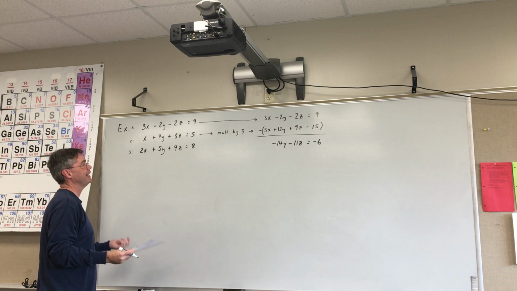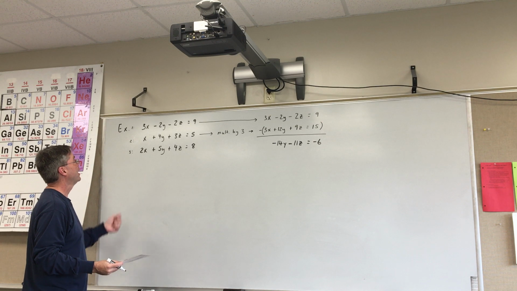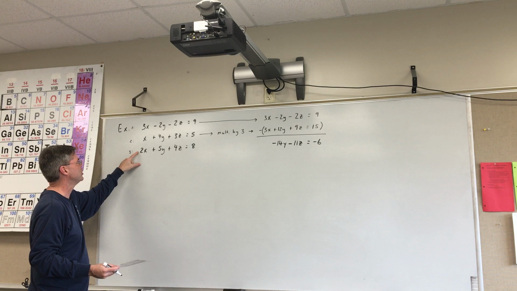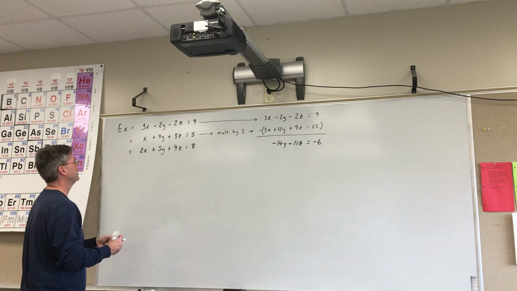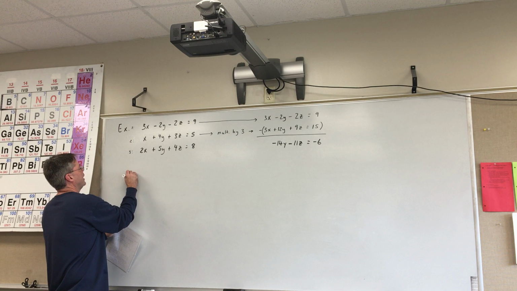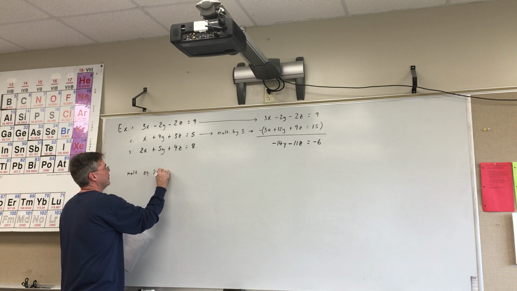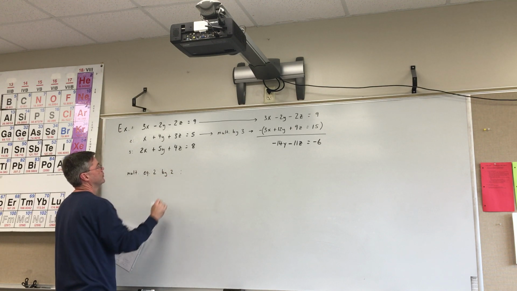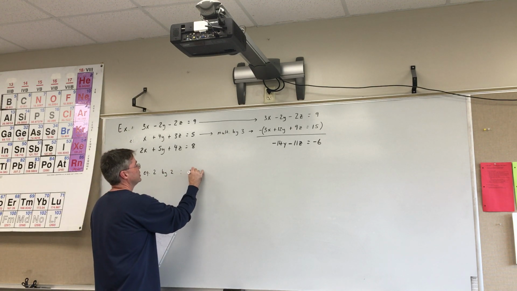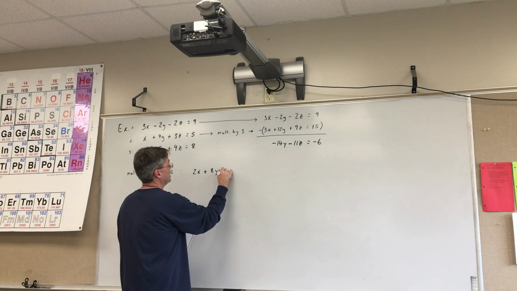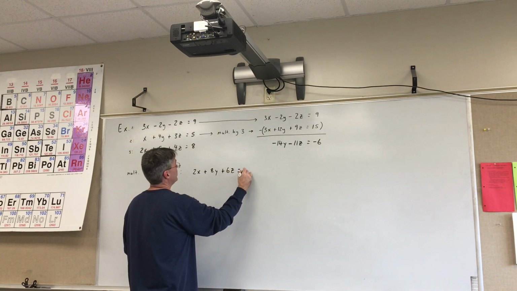So I need to eliminate x again. Okay? I'm still going to work with equation 2. So this second time around, I'm going to multiply equation 2 by 2. And then I can subtract equation 3. So we're going to multiply equation 2 by 2. That would give us 2x plus 8y plus 6z is equal to 10.